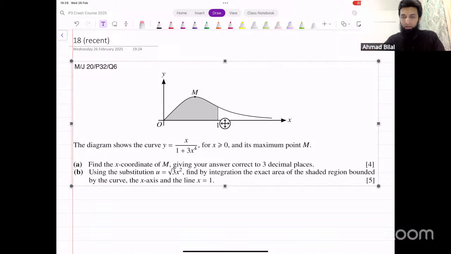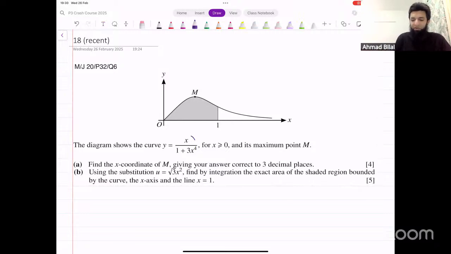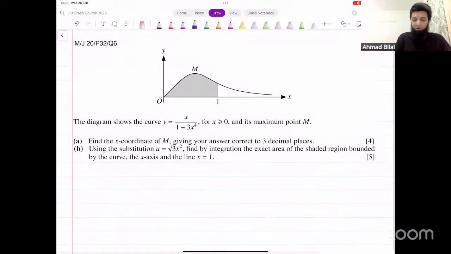What about part A? Do you want to ask about part A as well? Because that's differentiation. Can we skip that and just do the integration one? Yeah, okay. So let's skip the first part because that's just finding the maximum point. You find the derivative of this, put that equal to 0. You can do this using quotient rule and then put that equal to 0. So I'll skip that part.